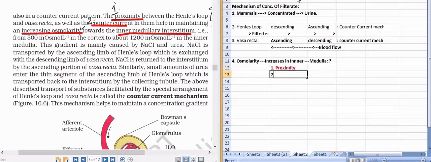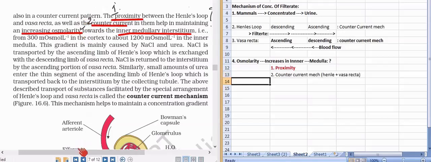Second is the countercurrent mechanism between the loop of Henle and the vasa recta. This is the next point. Here it is explained. After that, this topic completes here.